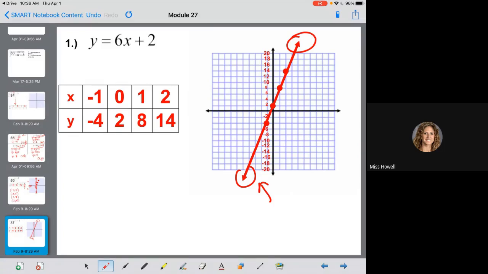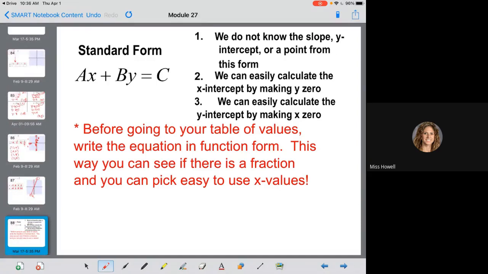All right, let's try another. We're going to start now in standard form. Now, here's where we need to be careful. We are not in y equals format here, so we're going to have some work to do before we pick out our x's and solve for our corresponding y's. We need to get that function form first.